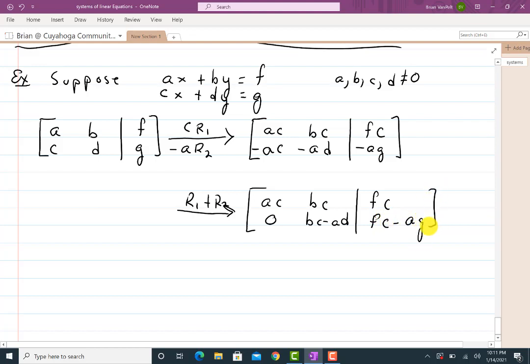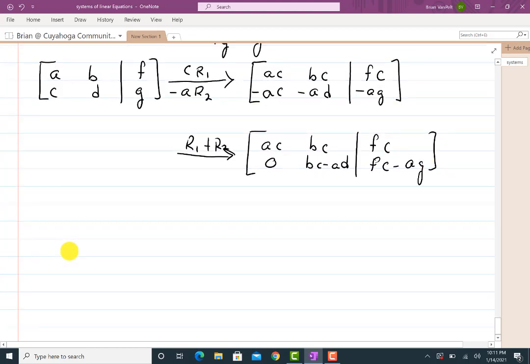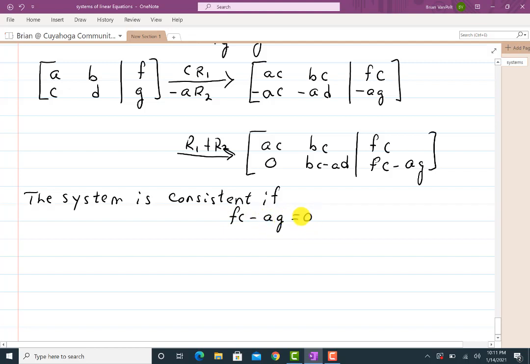Now we have a couple of ways to have a solution here. Now the system is consistent if one of two things happens. We could have FC minus AG equals 0, but BC minus AD does not equal 0. That way I'll be able to tell that y is equal to 0, because, remember, we get this equation here in the second piece. I'll have a solution. If this is not 0, I can divide by it and then get the value of y. So there's one thing that could happen, or that's not the only thing.